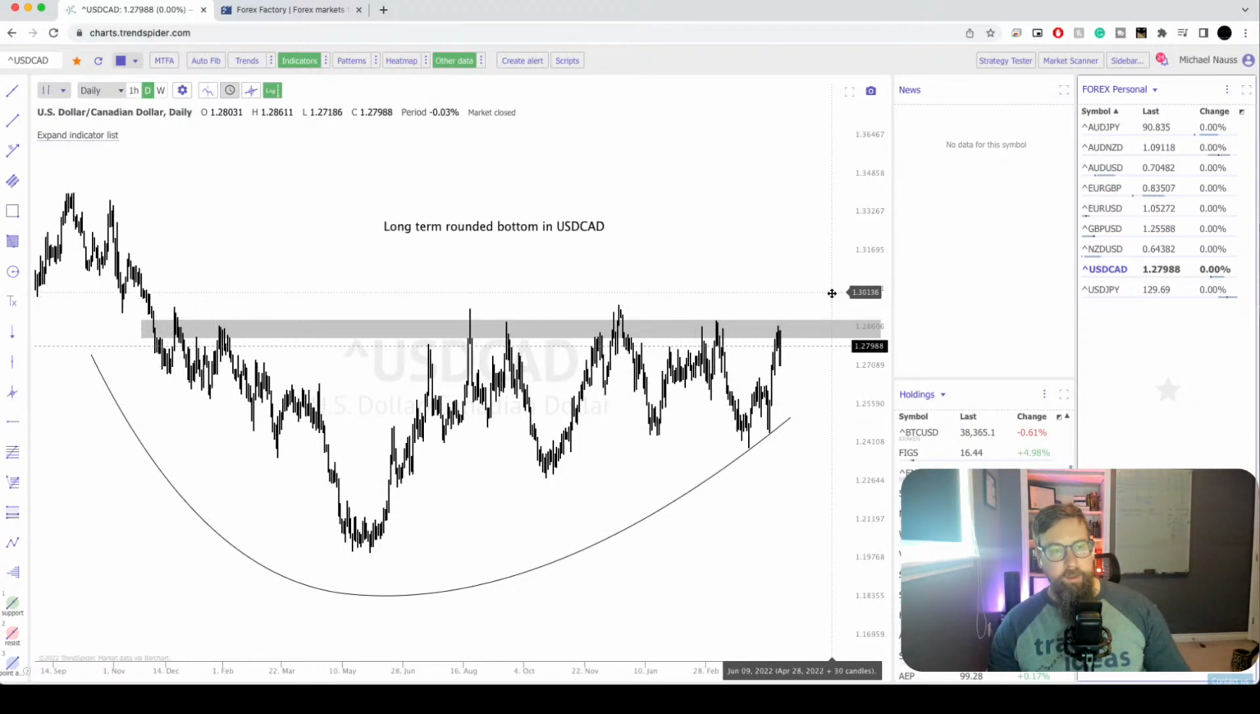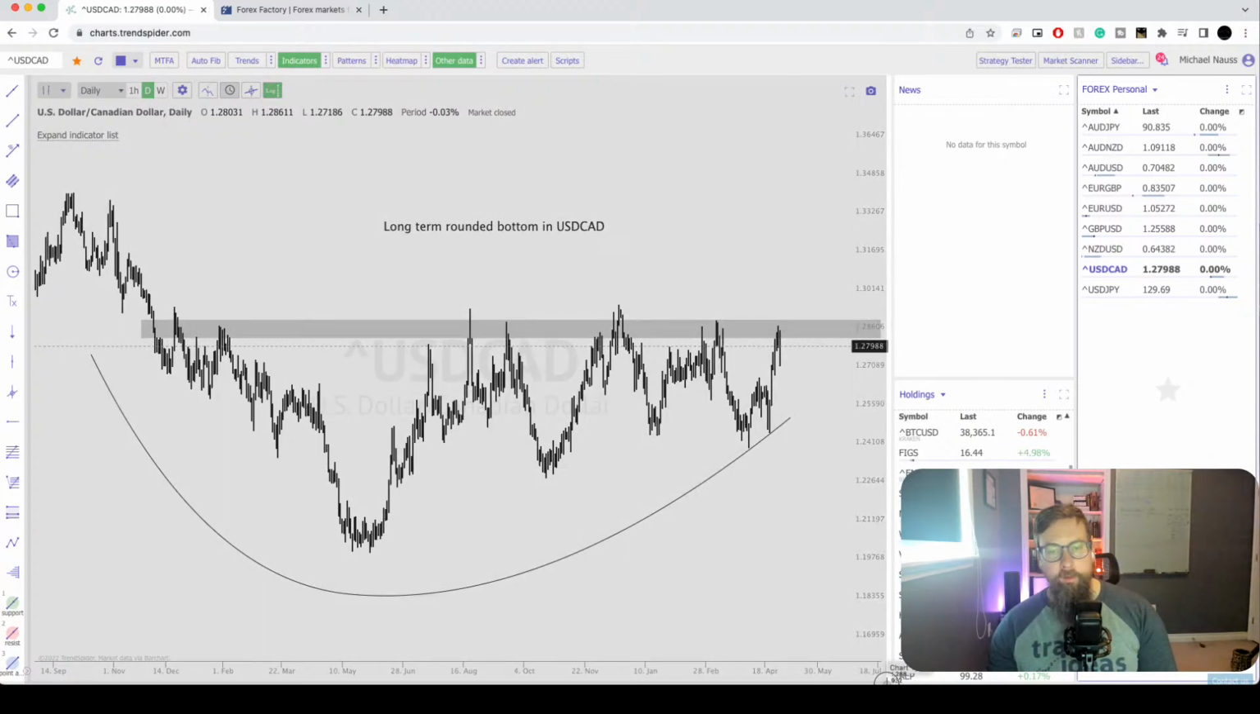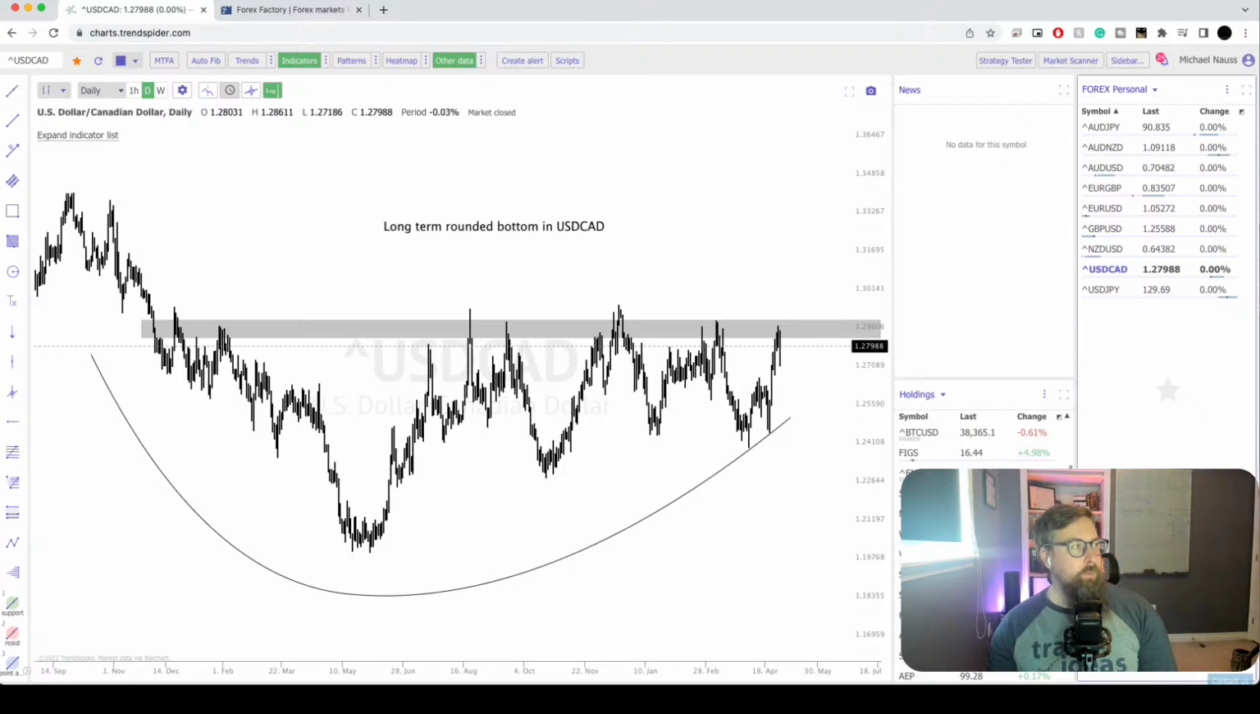But we have this big rounded bottom in USD CAD, and you can see this shaded area right here of support and resistance. If we get through that, we've got that kind of rounded bottom type look. But US dollar still looks really strong. And a lot of that makes sense, right? If people are selling securities to go into a risk off mode, it makes sense that they're, when you sell Apple, you're actually selling Apple and buying dollars, right? So that makes perfect sense there.